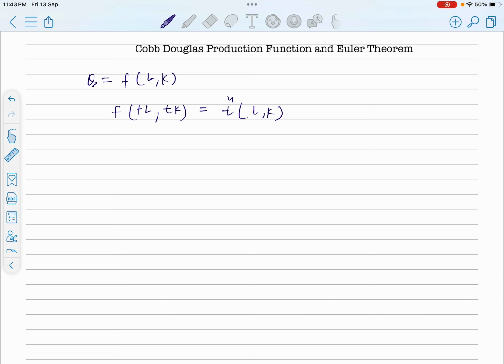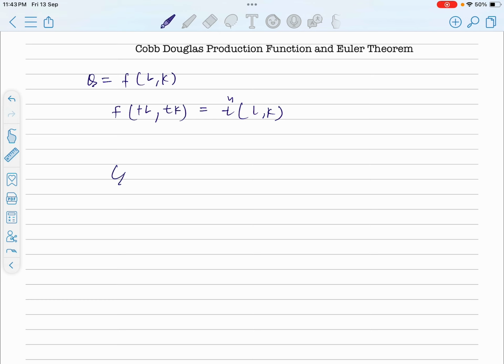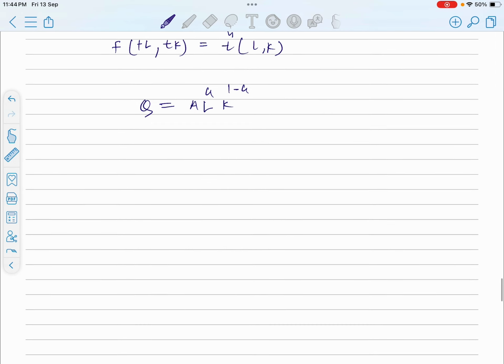And if we talk about the Cobb-Douglas production function, the form is like this. In the Cobb-Douglas production we are assuming that there are two inputs, and Q is equal to A L raised to alpha and K raised to 1 minus alpha. This is the Cobb-Douglas production function.